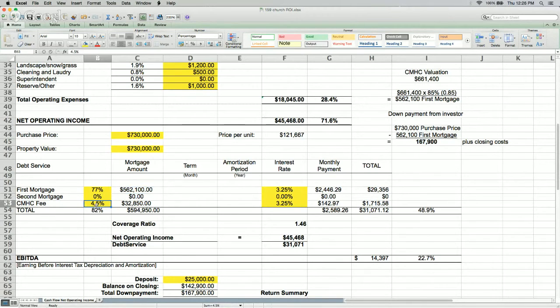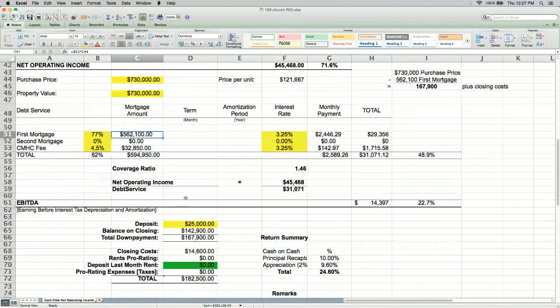So once you've arrived at the first mortgage amount, CMHC applies their fee at 4.5%, and that number gets tacked onto the mortgage. Okay, and we've just gone over these numbers. Your total mortgage payments for the entire year are $31,071, or $2,600 or so a month. Okay, so just to be clear, this CMHC fee is not paid in cash. It is tacked onto the amount of your first mortgage.